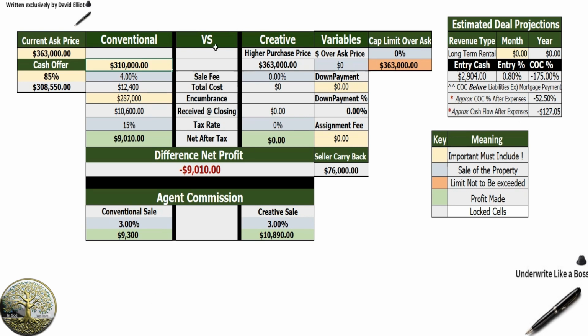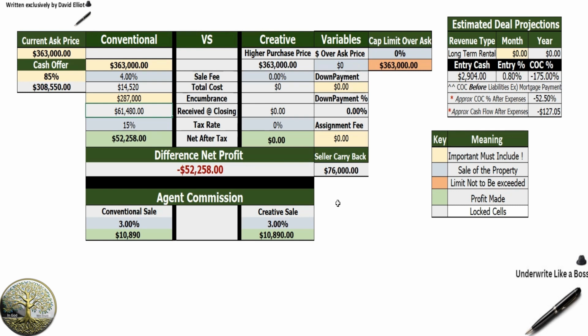Now, in this example, we're going to look at the best case scenario. I'm not going to look at cash offers because the whole point of this is to compare best case scenario conventional versus your creative offer. So let's go back to 363. At 363, the best case scenario for the seller is going to be $61,000. That's best case scenario. So that's quite a bit of money.